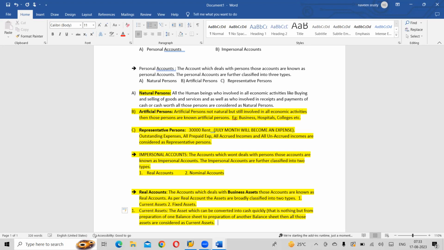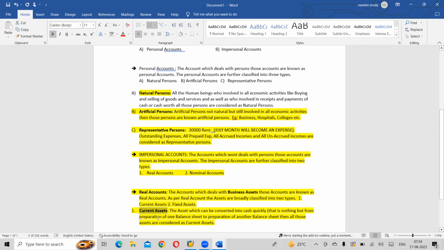Okay. Simple. Current asset. What do you mean by current asset? The assets which can be converted into cash quickly. Quickly in the sense from what? One year time. Again, there is one more question. One year in the sense from when to when? One year in the sense from preparation of one balance sheet to another balance sheet. Nothing but within a year we will prepare, right? So whatever assets can be converted into cash, those assets are nothing but current assets.